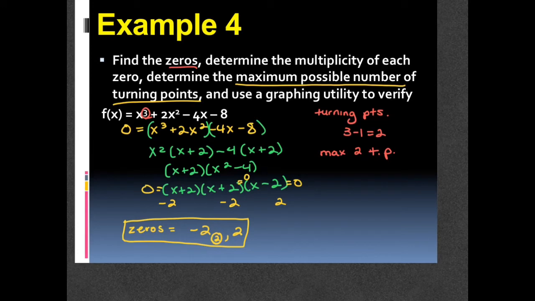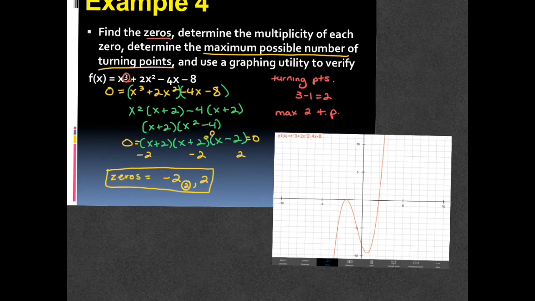And then it says use a graphing utility to verify. So I'm going to take out my graphing utility and I'm going to graph it and pull the picture in. So I've graphed on my app. I typed in x to the 3rd plus 2x squared minus 4x minus 8. And you can see from this graph that there's a 0 here and here at negative 2 and positive 2. And there's 1, 2 turning points. And because the multiplicity of that negative 2 is 2, we see that it bounces off of 2. Because the multiplicity of positive 2 is 1, we see that it crosses through 1.